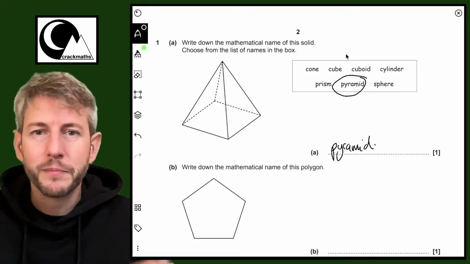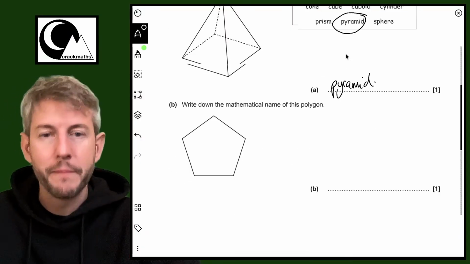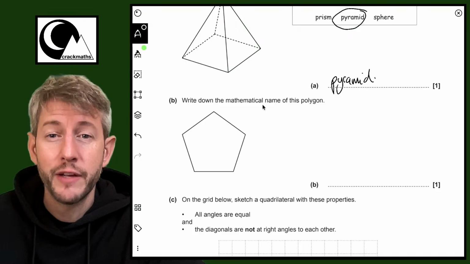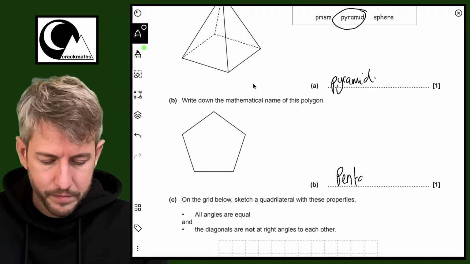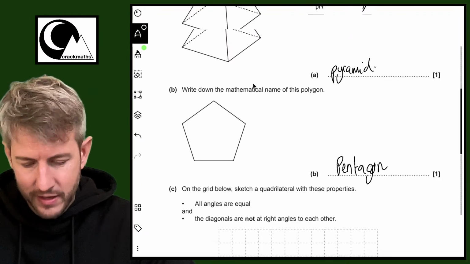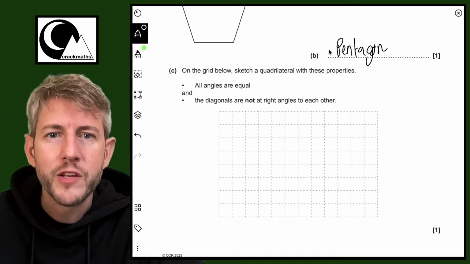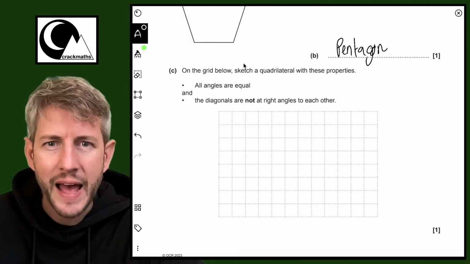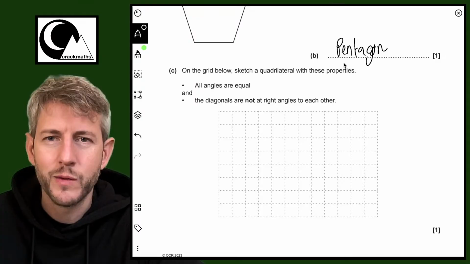Pyramid. Okay, great. Right, next one: write down the mathematical name of this polygon. So this polygon has 1, 2, 3, 4, 5 sides. So this is a pentagon. Okay, the next one, we have got part C, and then we'll mark it to check that we've got it correct. On the grid below, draw a quadrilateral with these properties. All angles are equal, and the diagonals are not at right angles to each other.